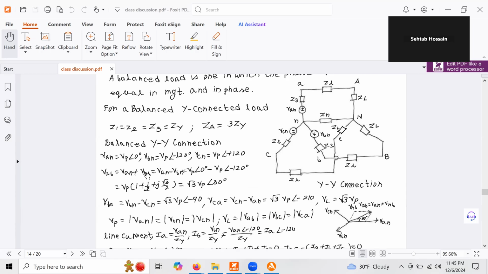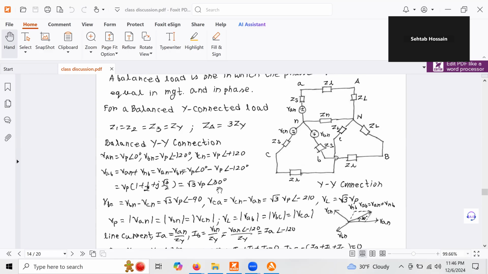And if we apply it in this way, for the case of VBA, the voltage from here to here will be VAN plus VNB. If we reverse VNB, we get VBN. So the expression will be just like this, and we apply the rectangular format over here and come up with this root 3 VP at 30 degrees apart.